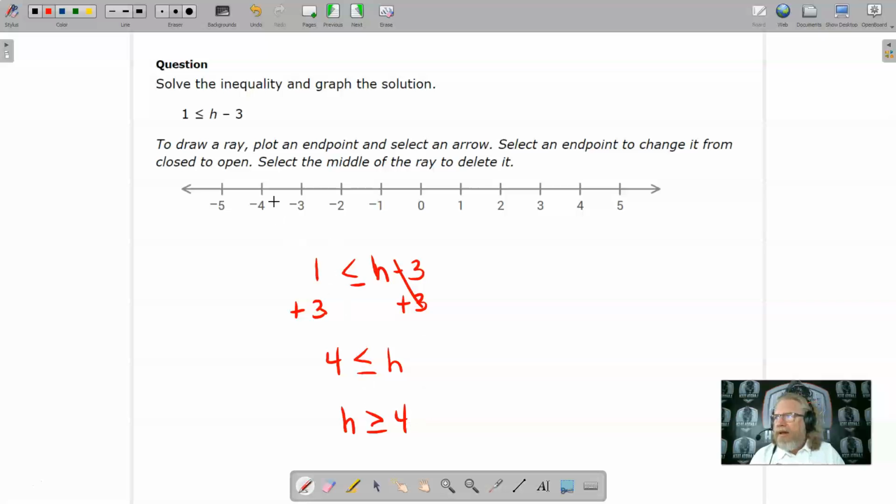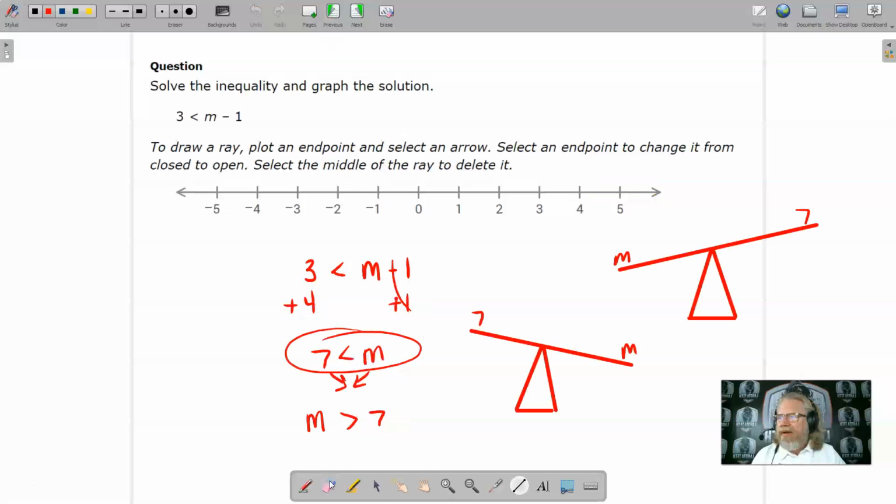And then I end up highlighting 4, right? It does need to be a closed dot because it has the equal part, and it's now pointing to the right. That is to say all numbers greater than or equal to 4. And so there we go. And as I was doing that, did I graph that last one? No, I did not graph that answer, did I? So I guess I need to go ahead and finish that out.